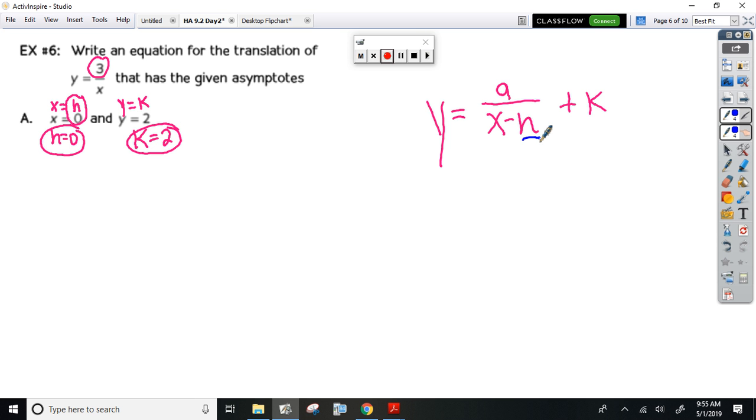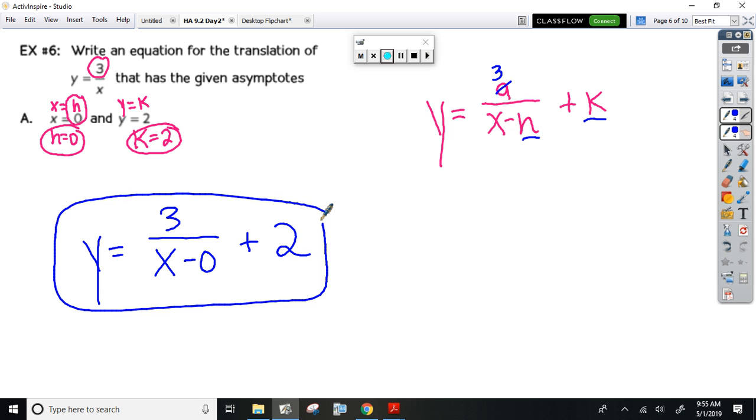So now you just have to plug in the h and the k. Again, remember, because the directions tell you that a is 3, and you're done. Y equals 3 divided by x. Now you really don't have to put minus 0, but if you want to, you can. The other answer would just be 3 divided by x plus 2. One of those two answers. See if you can try example B on your own.